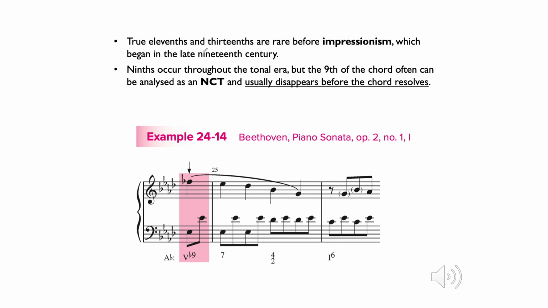True 11ths and 13ths are rare before Impressionism, which began in the late 19th century. Ninths occur throughout the tonal era, but the ninth of the chord often can be analyzed as a non-chord tone and usually disappears before the chord resolves. This is the difference between a real ninth chord and an apparent ninth chord. For example, here, let's listen to the excerpt.